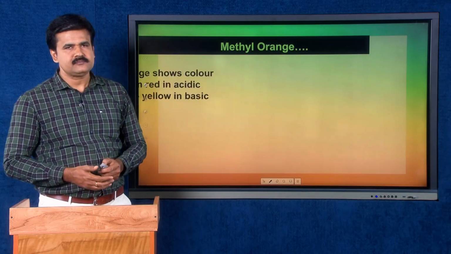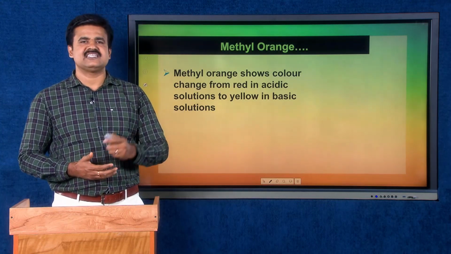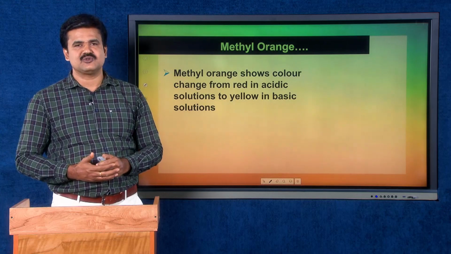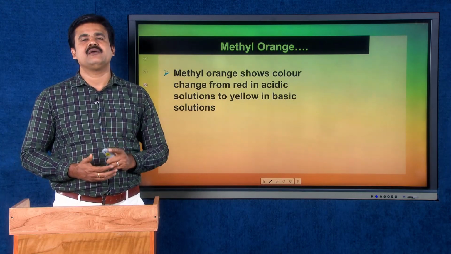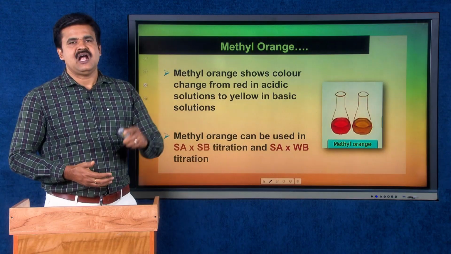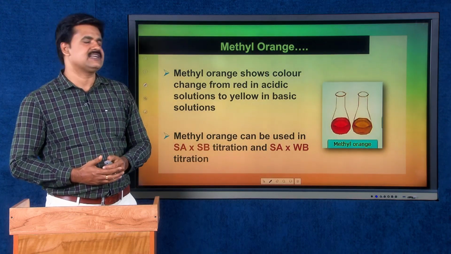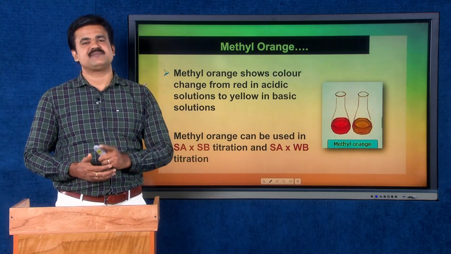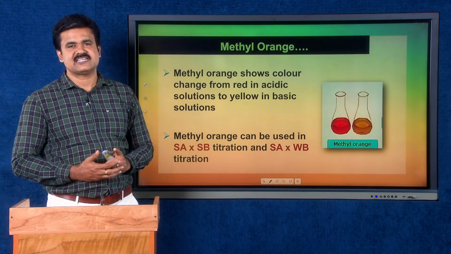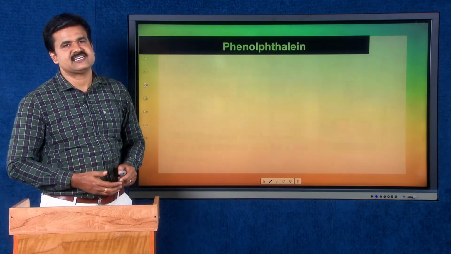Now, moving on to the color change. Methyl orange shows color change from red in acidic solution to yellow in basic solution. This is about the color change. Two different colors can be seen. One is in acid medium and the next one is in basic medium. And methyl orange can be used for two kinds of titrations. They are nothing but SASB titration, that is strong acid strong base titration, and SAWB titration, that is the strong acid against weak base titration.